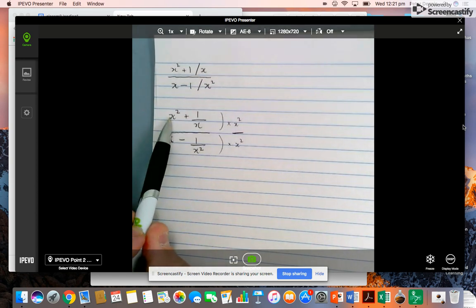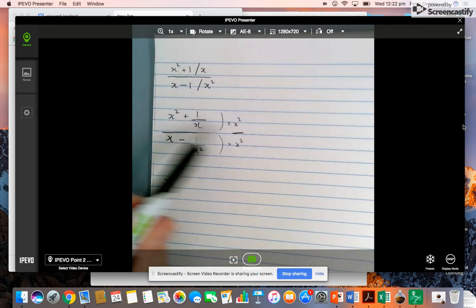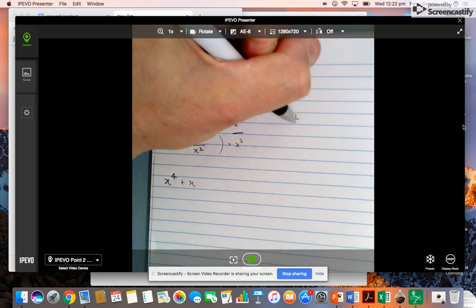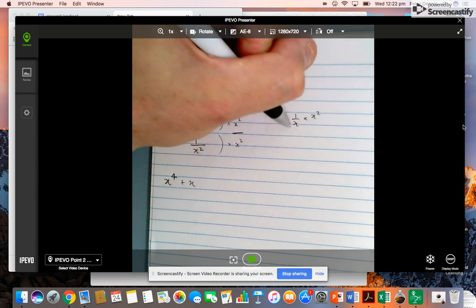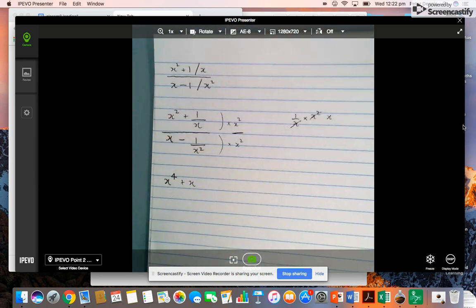We get x squared times x gives us x to the power of 4 plus 1x over x squared. Well, that is just going to be x. If you look over here, we've got 1 over x times x squared. One of those can cancel with one of those just to leave an x. 1 times x is x.